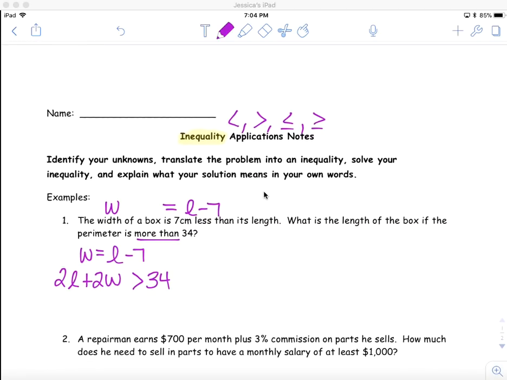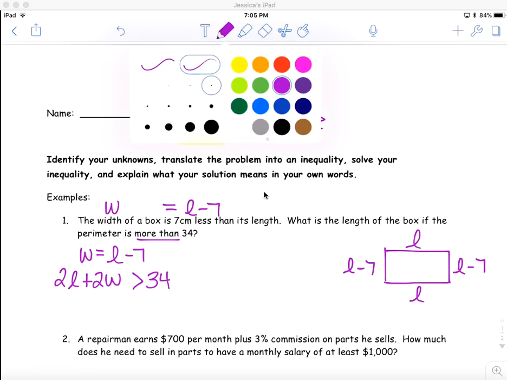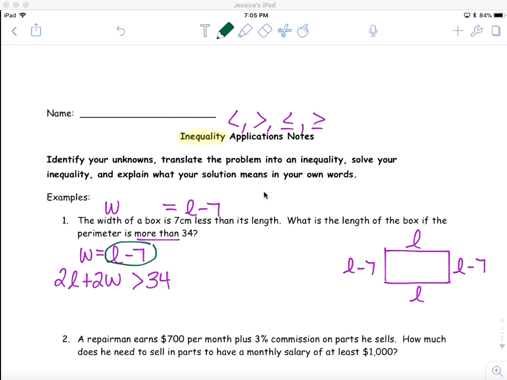Some people like to actually draw this out with a rectangle. We just found that the width is L minus 7. And we don't know what the length is, so we're just going to call that L. Well, your perimeter means that you're going to add up all 4 sides, and we know that that's going to be more than 34. So you have 2 options here. You can either add it up looking at your picture, or you can take L minus 7 and plug it in for W in your inequality. Let's look at our picture.